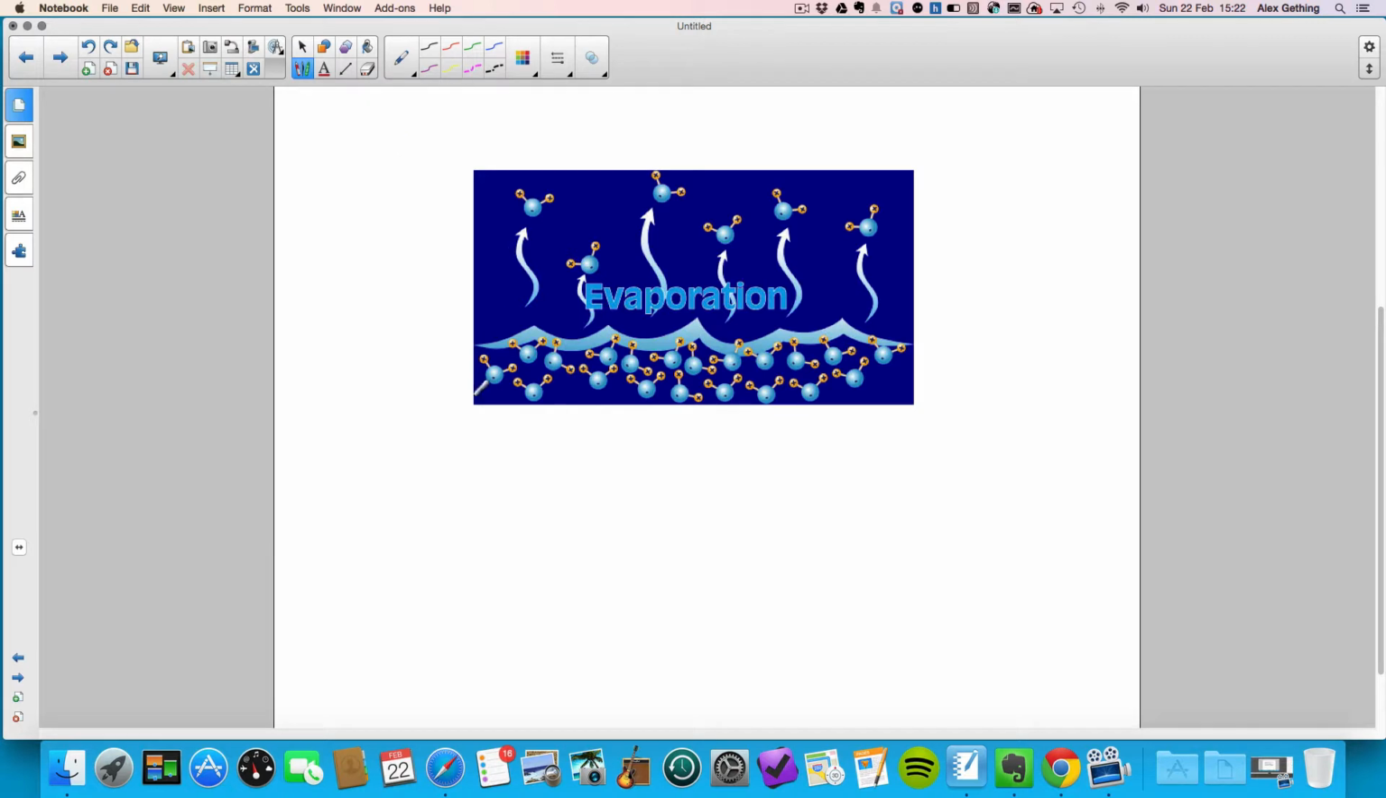Now, evaporation is when particles escape from a liquid and form a gas. And I just want to make the point that the particles can evaporate from a liquid at temperatures lower than boiling point. It's a common misconception that people think, for example, with water, it's got to be 100 degrees before this process happens. I mean, we do get evaporation at much lower temperatures than that. I just want to make that clear distinction.